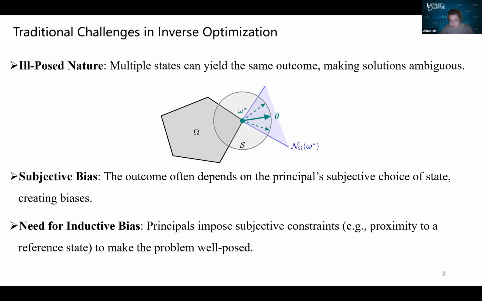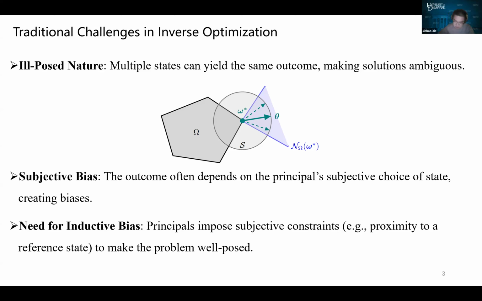While inverse optimization is a powerful tool, there also exist some challenges. For example, it is very challenging to apply it in practice. The main challenge is its ill-posed nature. This means that multiple states or parameters can produce the same observed outcomes. So if we only have the outcome to work with, it's hard to tell which state is the true one, because different states might look identical in terms of results.